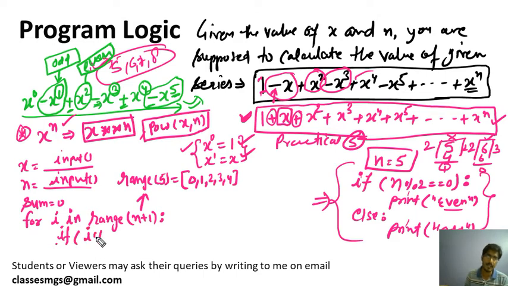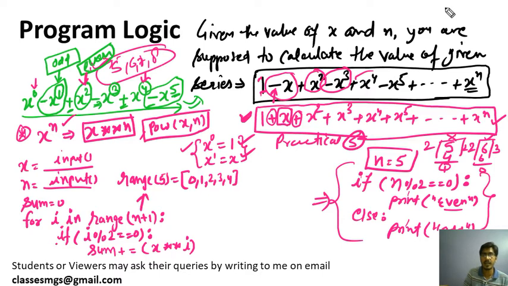If i%2 equals to 0, that means the power of x is an even number. Here even number, here even number, here even number. In that case we need to add x raised to power i into the sum variable. So sum plus equals to, you write, x star star i, like this.